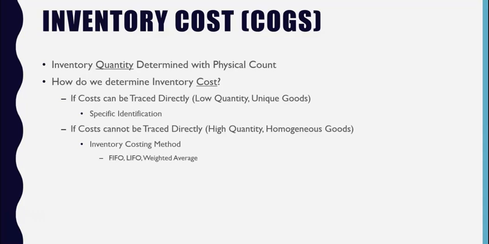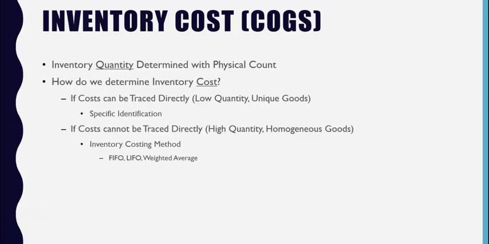For example, jars of pickles at a supermarket. We don't know exactly which jar of pickles is sold. Was it the first one we put on the shelves, or was it the last one we put on the shelves? If we are a clothing store, we don't know exactly which red size medium t-shirt was sold because they all look the same. Our inventory costing methods are called FIFO, LIFO, and weighted average.